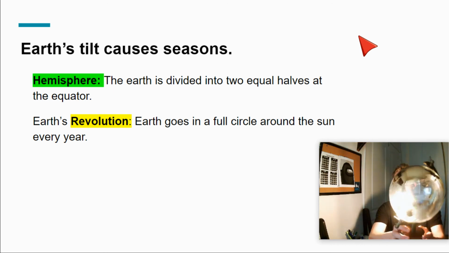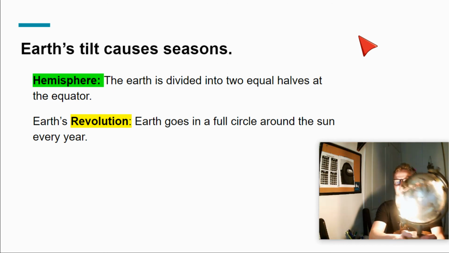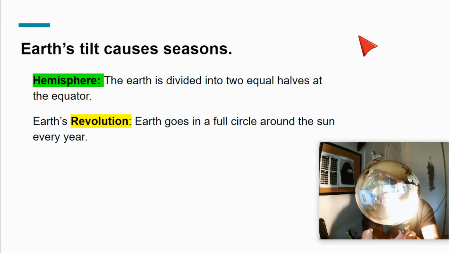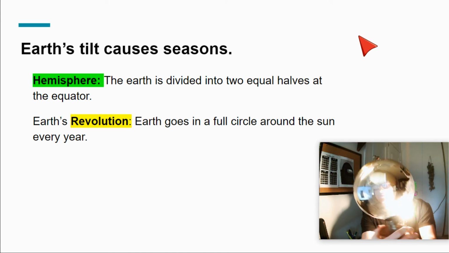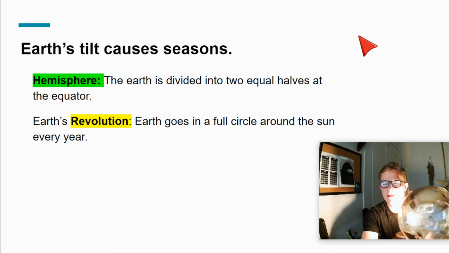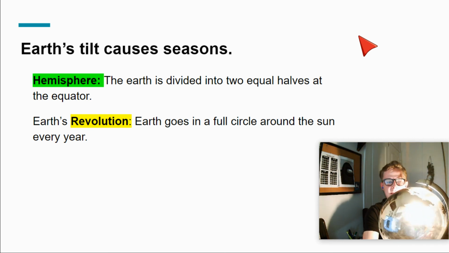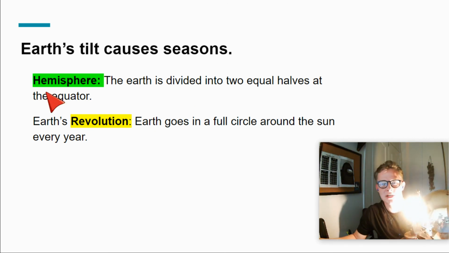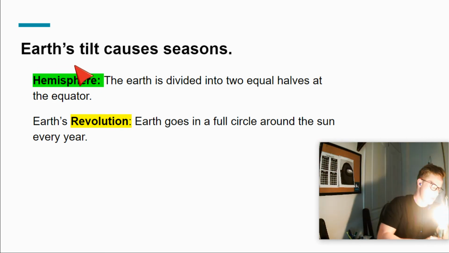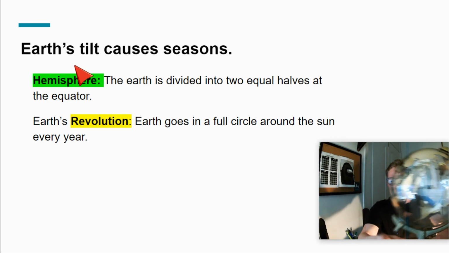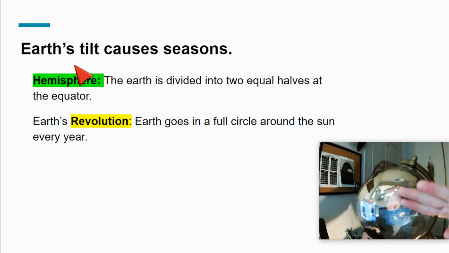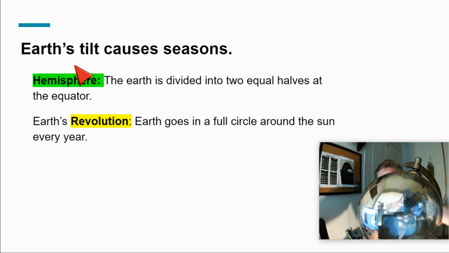Now, here is my Earth. As you can see, Earth is tilted. It is slightly tilted at a 23-degree angle. The first thing that you need to know is Earth is divided into two halves, and those are called hemispheres. Here's the dividing line. It's right in the middle, and it's called the equator.